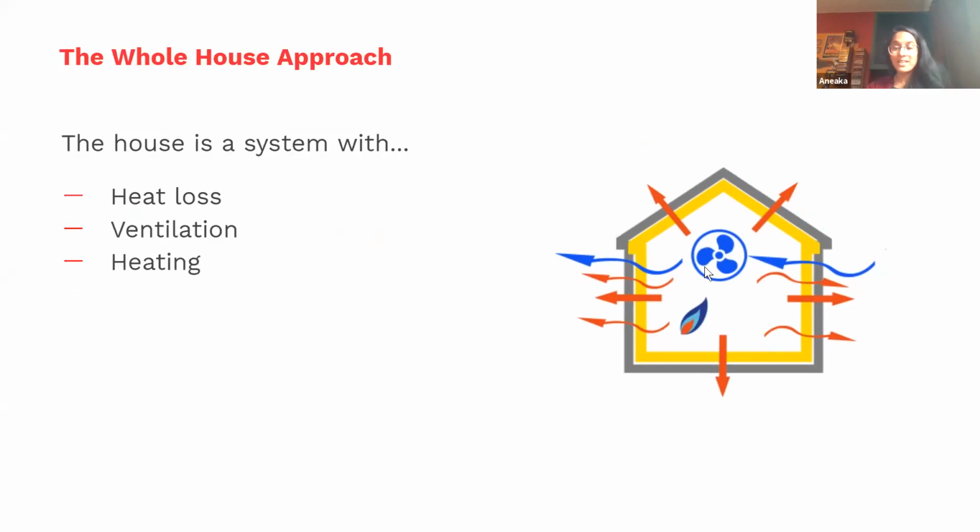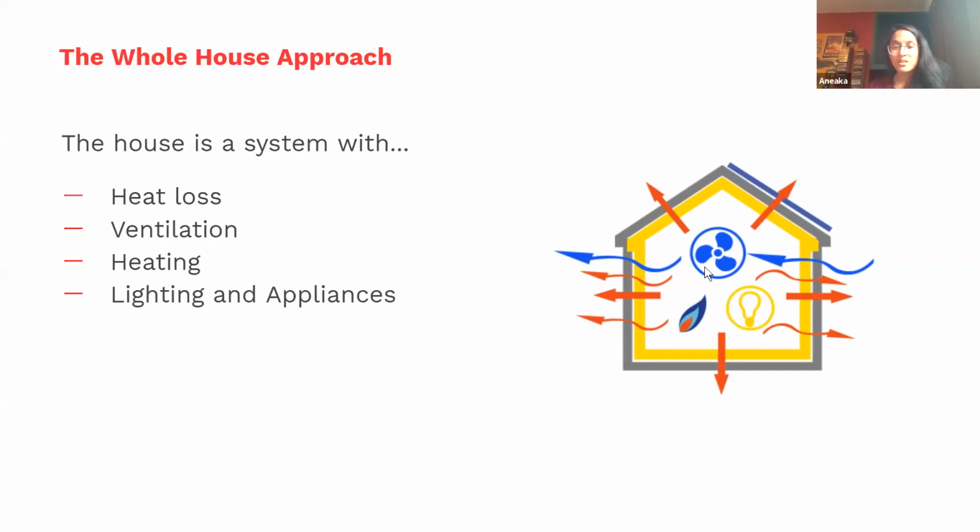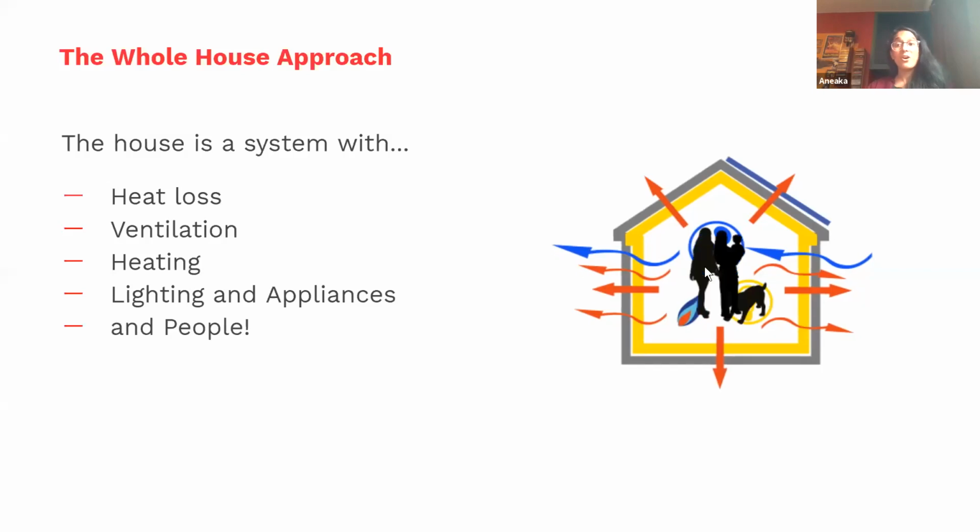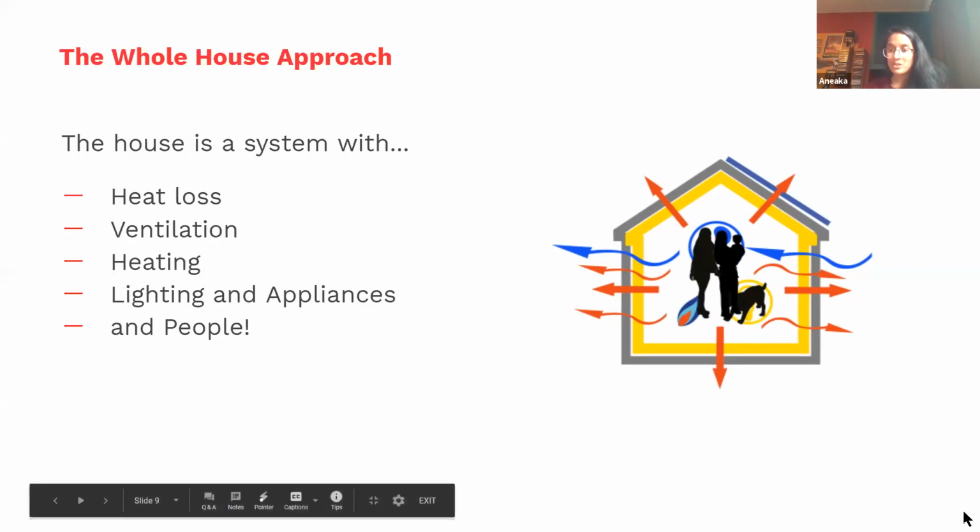As well as that, we have heating systems. Most people have gas boilers, but you can have all kinds of heating systems. Then we've got our lighting, appliances, things like solar PV. And then we have us, which is a really important part of the picture. It's not just about the systems of a house, but people and how they behave and how many people are a part of it.